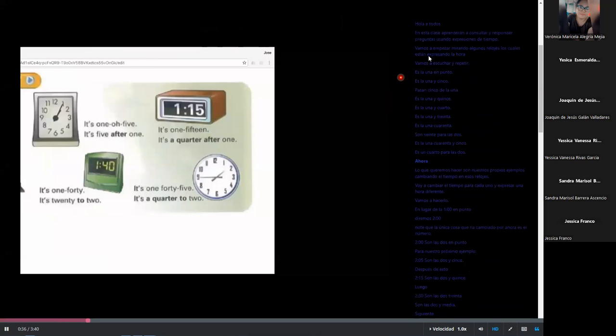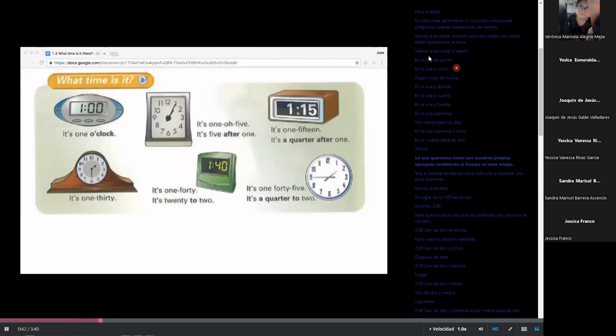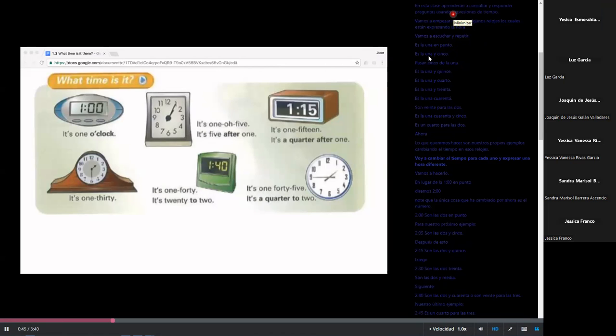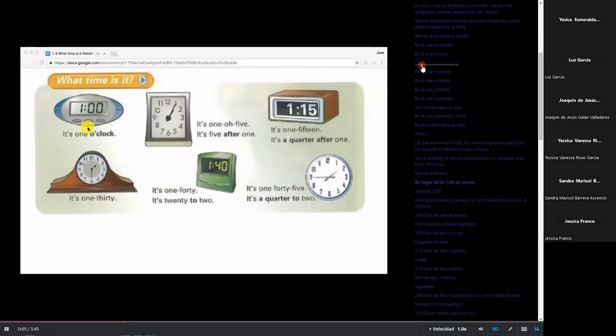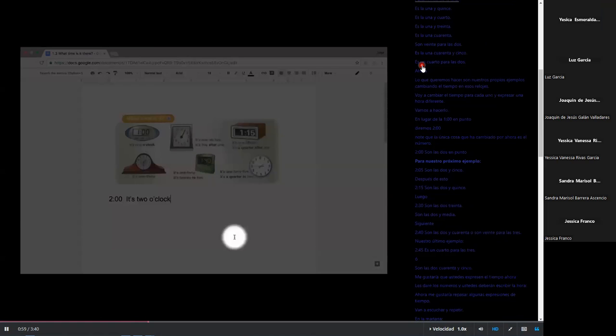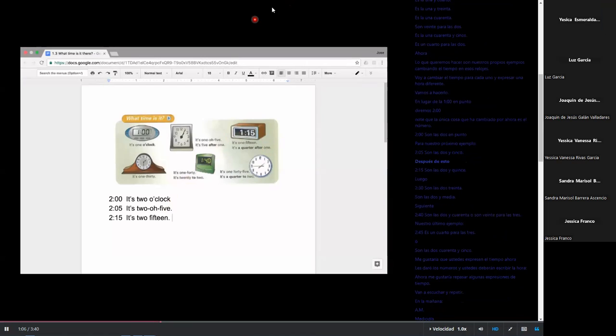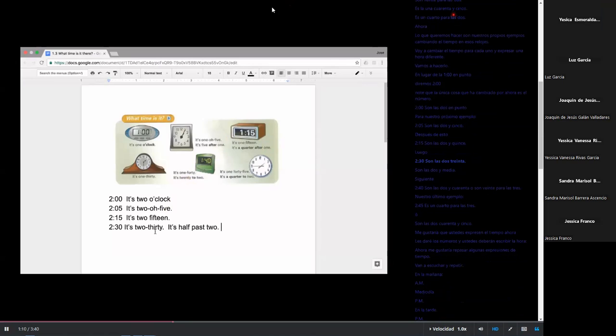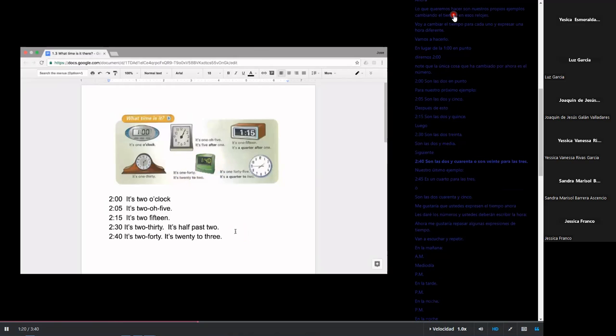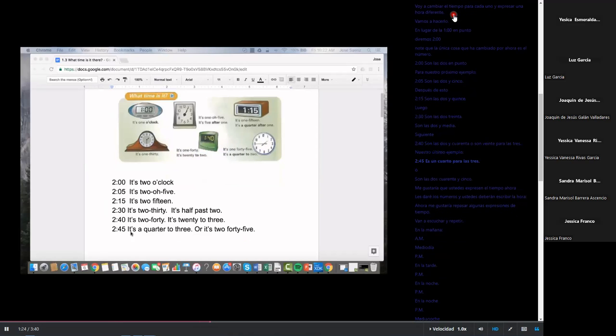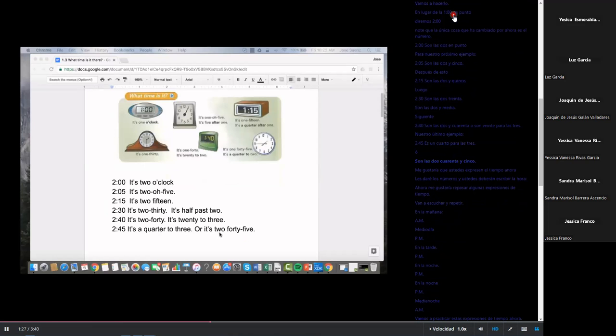Now, what we want to do is make our own examples by changing the time on those clocks. I'm going to change the time for each and express a different time. Let's do it. Instead of 1 o'clock, we will say 2. Notice that the only thing that we will change is the number for now. It's 2 o'clock. For our next example, it's 2:05. After that, it's 2:15. Then it's 2:30. Next, it's 2:40. Our last example, it's 2:45.